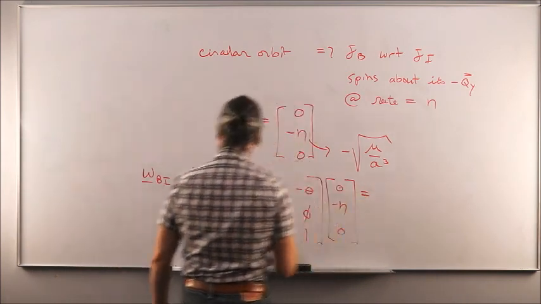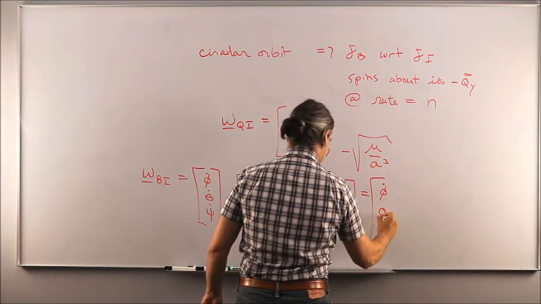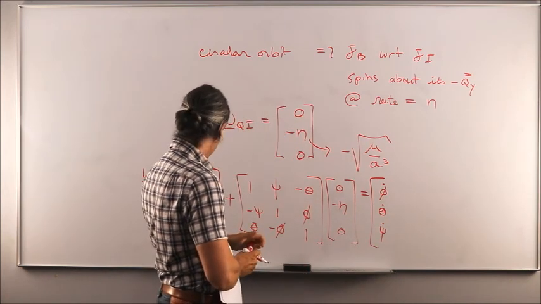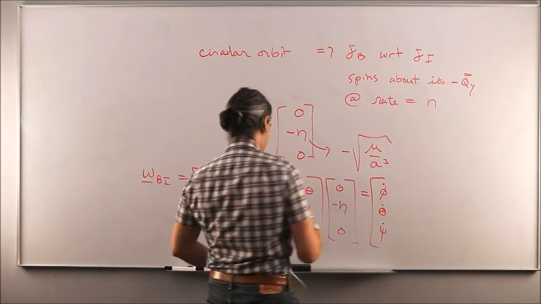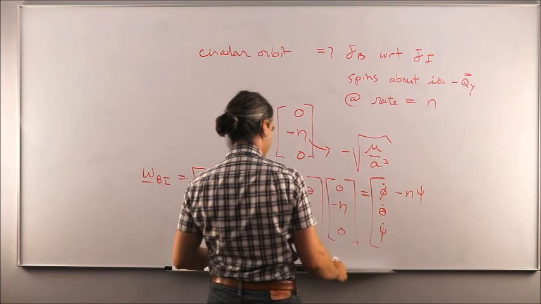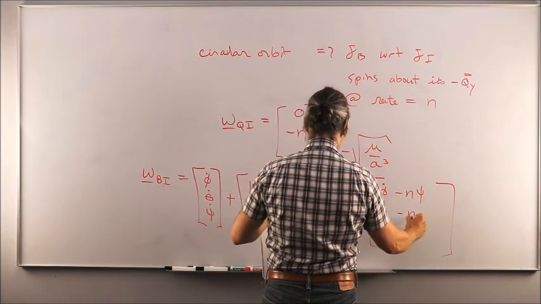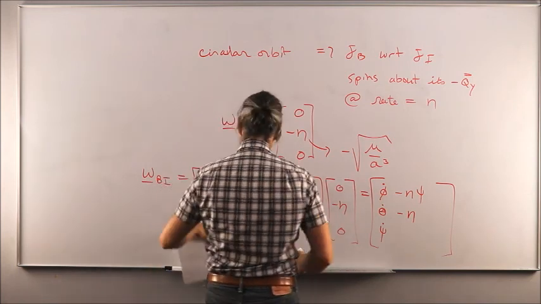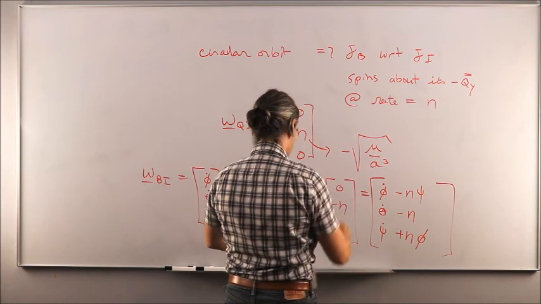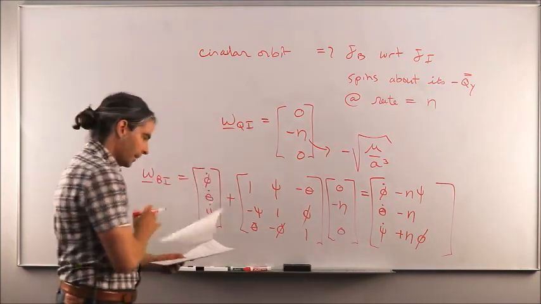Okay, so if you perform that linear algebra operation, you would then get those Euler angle rates, defining the rate at which the body fixed reference frame is spinning with respect to the roll pitch yaw reference frame. And now here we go: roll rate is 0 minus n times yaw, and 0. Pitch rate theta dot, 0 minus n, minus n, that's it. And yaw rate equal to 0 plus n times roll angle plus 0. And that looks about right. Okay? So all this is for omega bi.